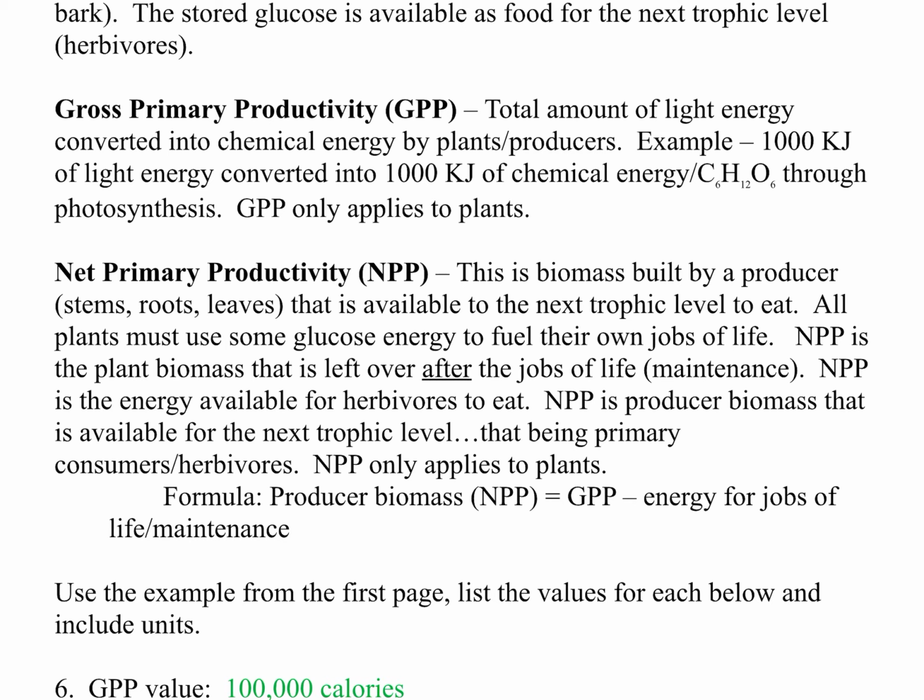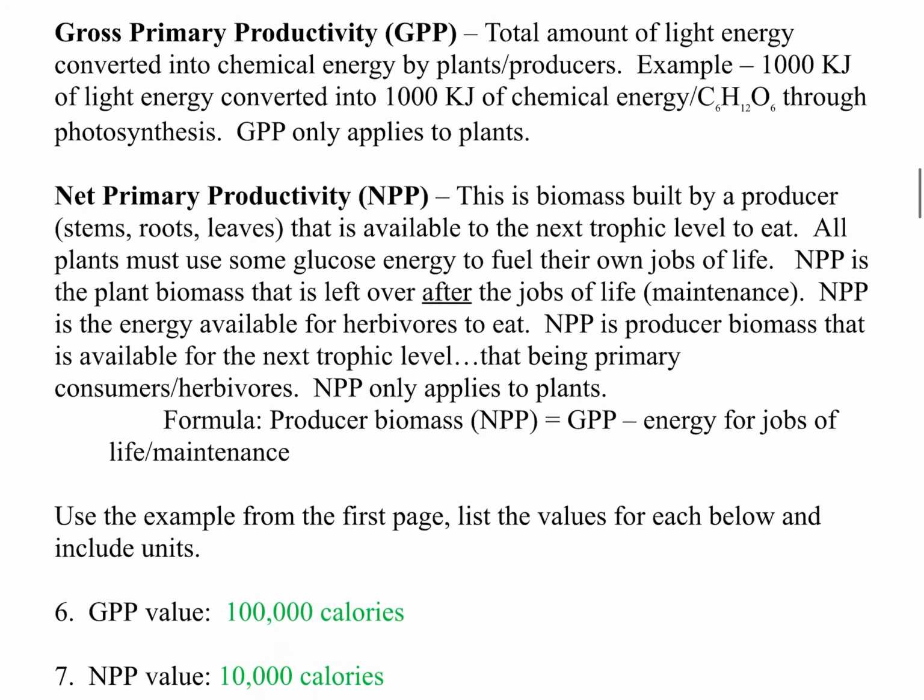NPP, also known as net primary productivity. This is the biomass built by a producer. In other words, the stems, the roots, the leaves, the branches. This is the biomass built up by the producer that is available to the next trophic level to eat.